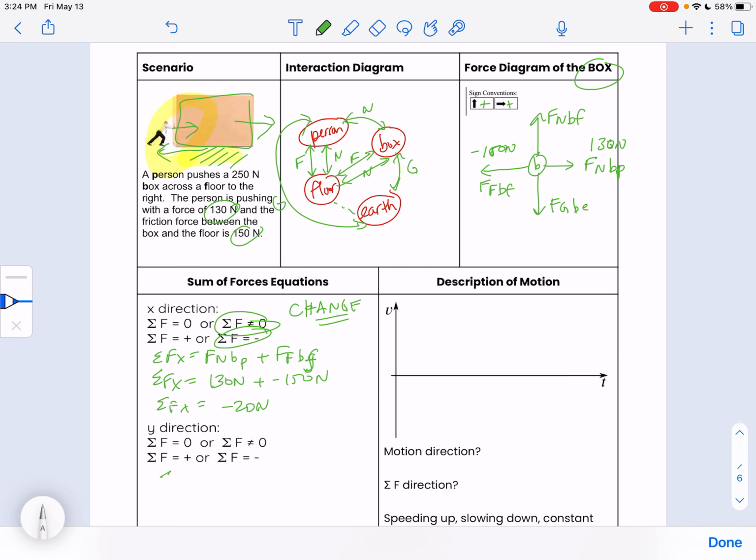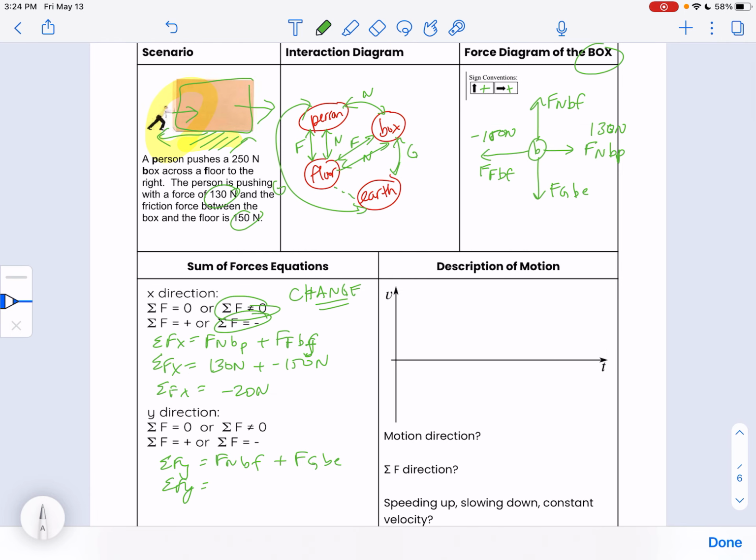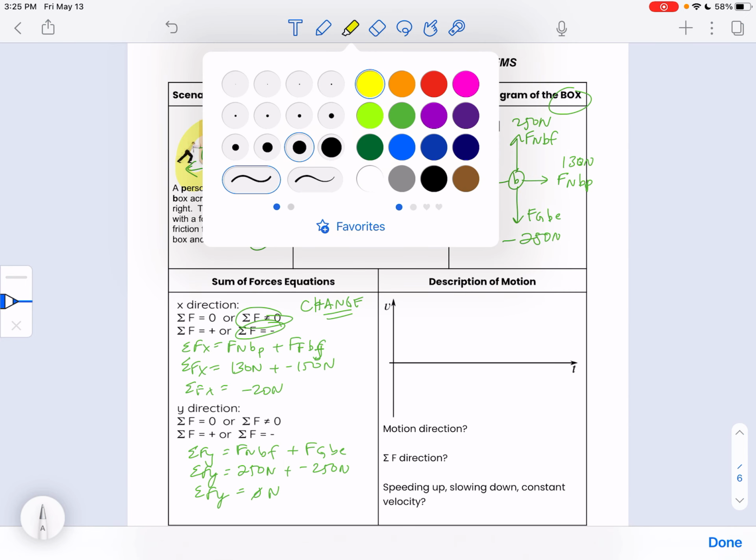All right, and then the y direction, I've got Fn box floor plus Fg box earth. Okay, and then, oops, I didn't write those on. Okay, it says the box is 250 newtons, which is telling you its weight. So that's 250, so 250 newtons plus negative 250 newtons, that's going to be 0. Okay?